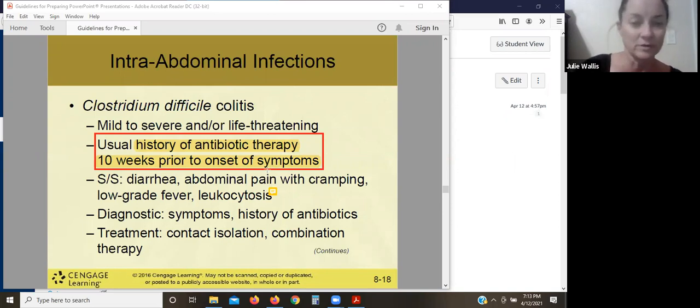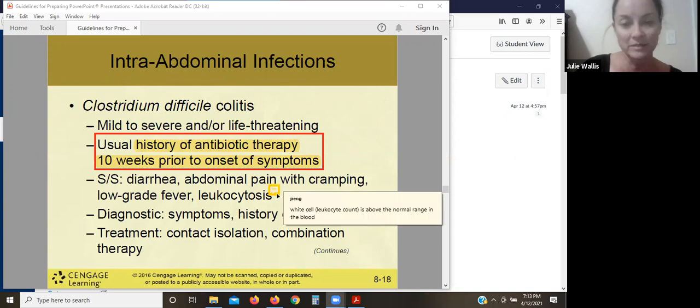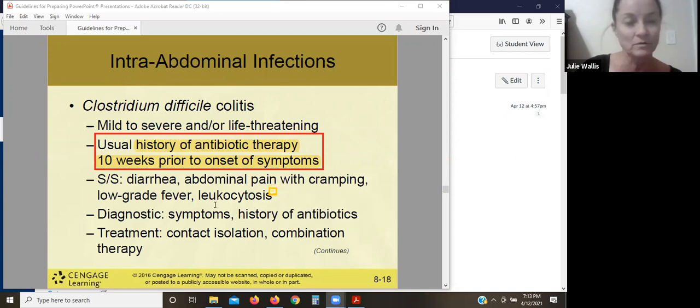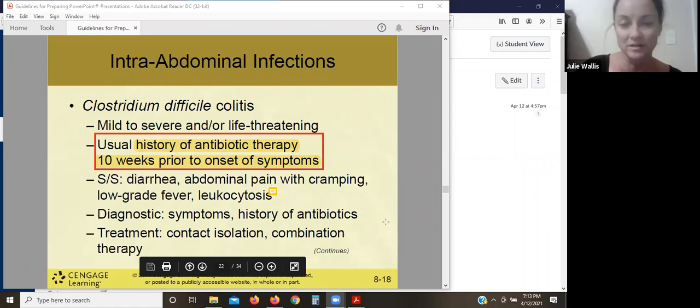Signs and symptoms: diarrhea, abdominal pain with cramping, lower grade fever, leukocytosis, which is an increased white blood cell count. And then diagnostics are symptoms and history of antibiotic treatment, with contact isolation and combination therapy.